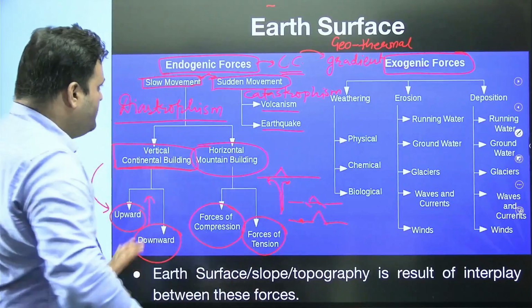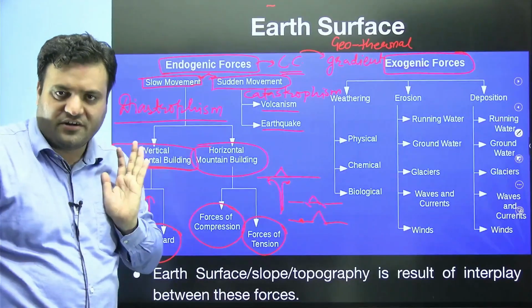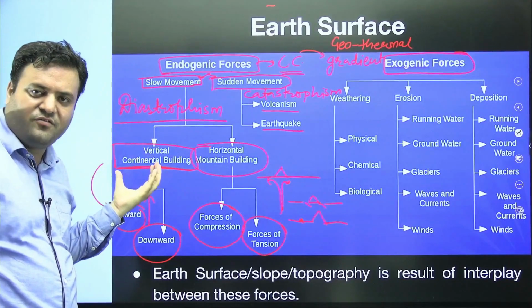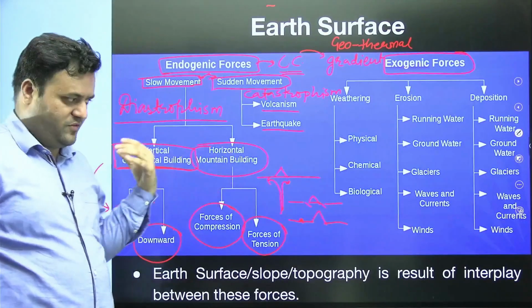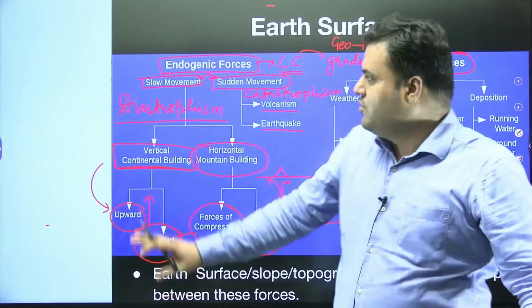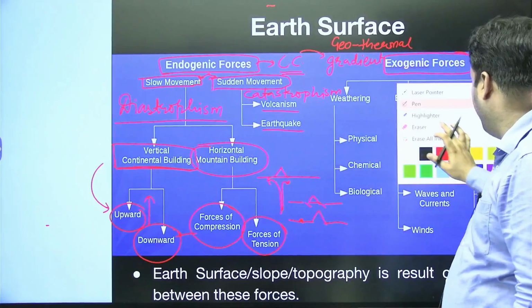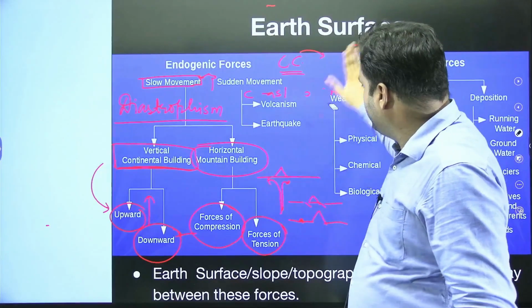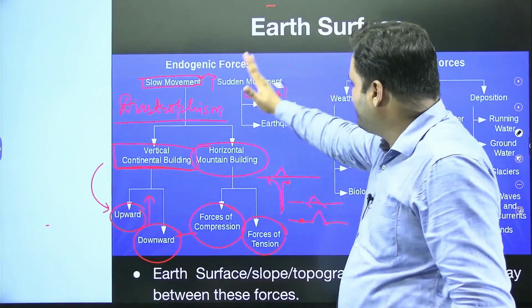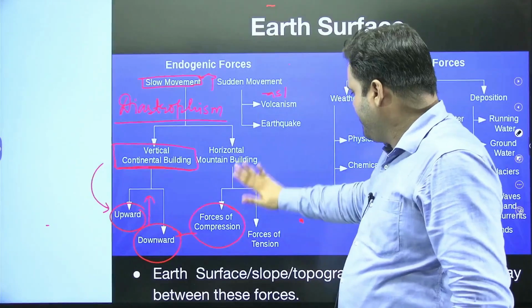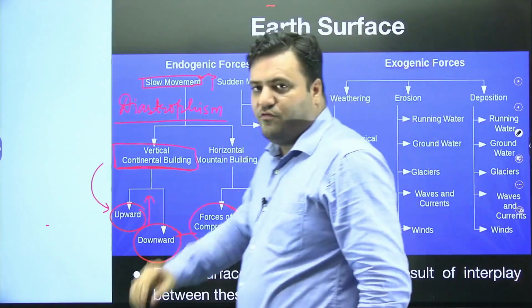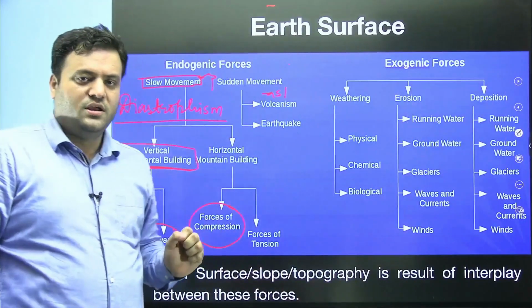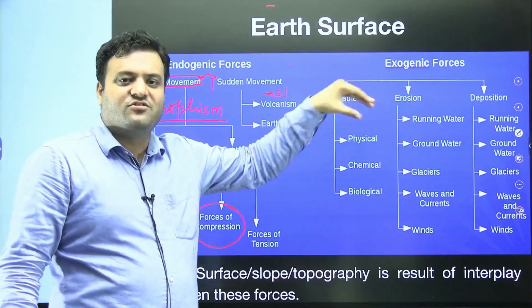Okay, so this is how these endogenetic forces operate. Some are faster, some are slower, some are responsible for vertical building of crust, some are responsible for horizontal building of crust. So we have these set of endogenetic forces responsible for creation of the dynamic crust of our Earth. Yes, the same crust which is being formed by endogenetic forces is going to erode under the influence of exogenic forces.